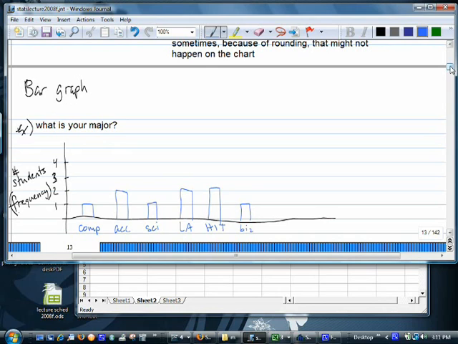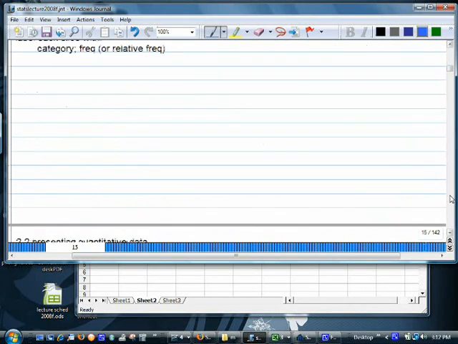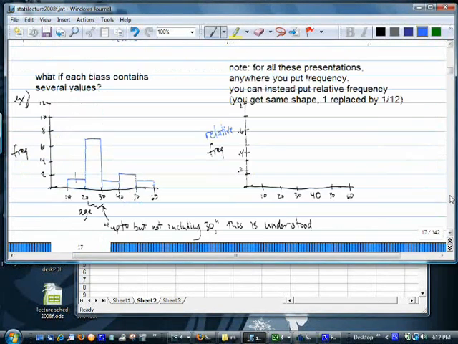Okay. That was the first point. The second point is we've made this histogram for frequencies. We can do the same thing not for frequencies, but for relative frequencies. So how do we do this for relative frequencies?